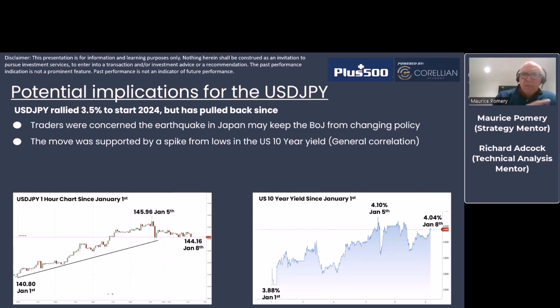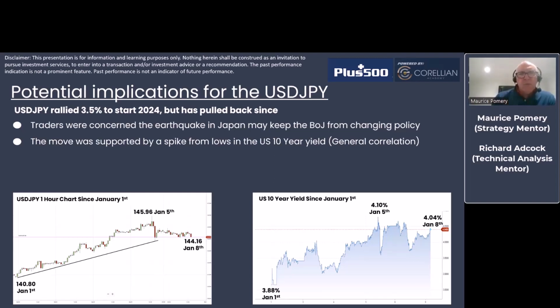But when the market started to reassess whether the Fed could actually cut in March, then dollar yen started to rally. But on top of that, we actually saw some weaker Japanese data, which some people are suggesting may see the Bank of Japan have to delay a potential hike because that data just isn't strong enough.